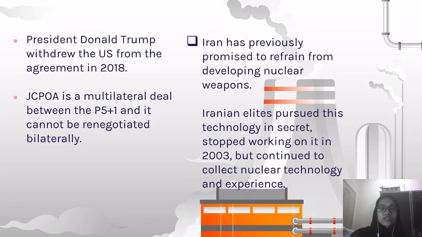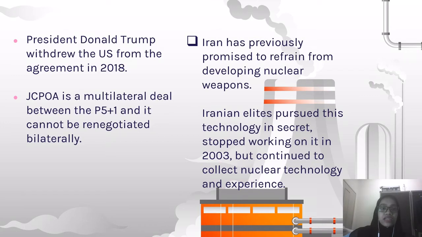Since President Donald Trump withdrew the US from the agreement in 2018, the JCPOA has been at risk. Iran has resumed some nuclear activity in retaliation for the United States withdrawal and for lethal assaults on senior Iranians in 2020, one of which was carried out by the US. The JCPOA is a multilateral deal between the P5+1, and because it is a multilateral instrument, it cannot be renegotiated bilaterally, as European Union foreign policy authorities have repeatedly stated.